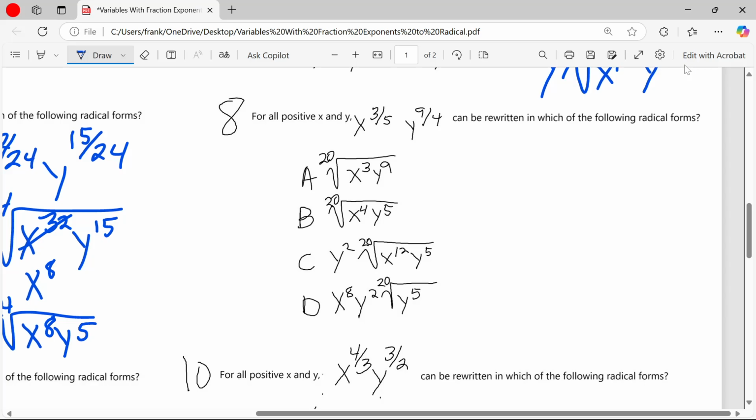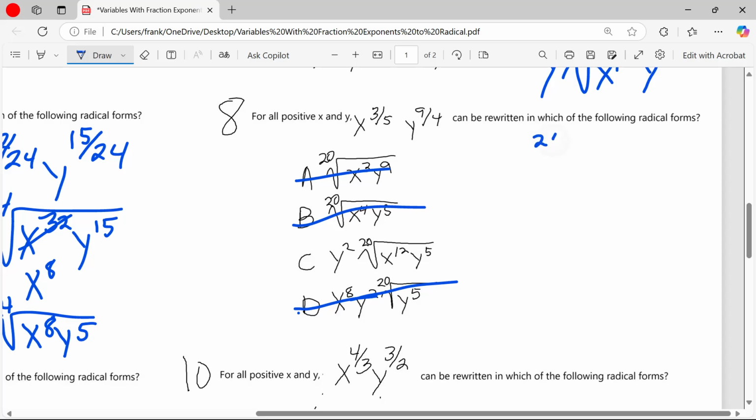8x to the 3/5, y to the 9/4. Only y has the numerator bigger than denominator. A does not have a y outside, B does not, C does. D has an x, which shouldn't be outside because its numerator is smaller than denominator, so C is the answer. I will finish it for practice.